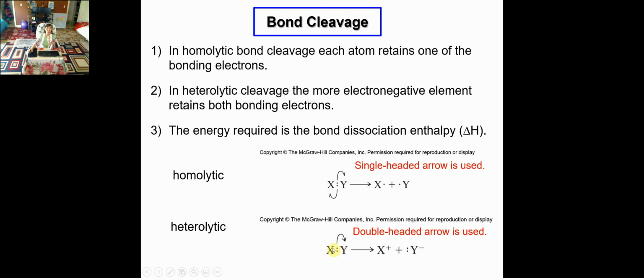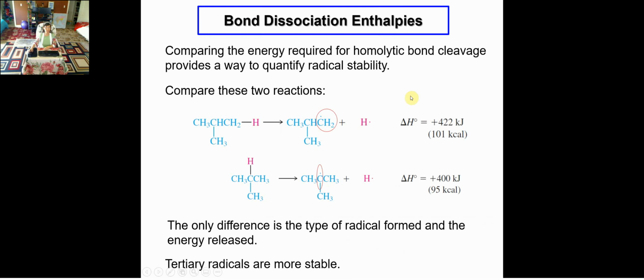Therefore, during the bond cleavage, these two electrons will be retained by your Y. Therefore, your Y becomes a negatively charged ion, and your X becomes a positively charged ion. In this case, you use a double-headed arrow to represent the two-electron transfer from the bond to one of the atoms, the atom that has a higher electronegativity.